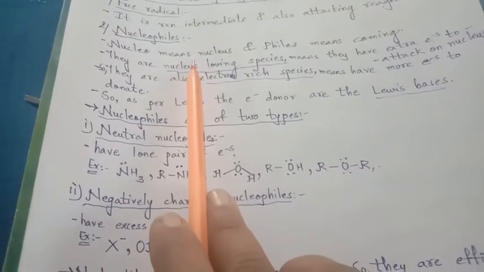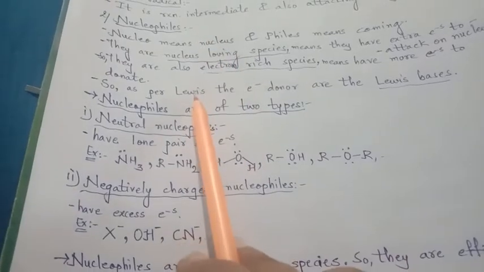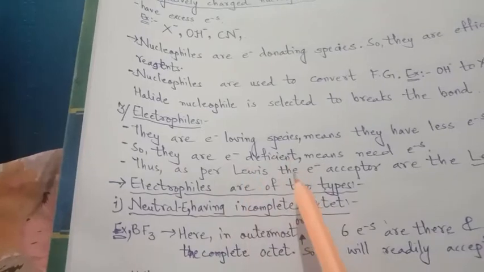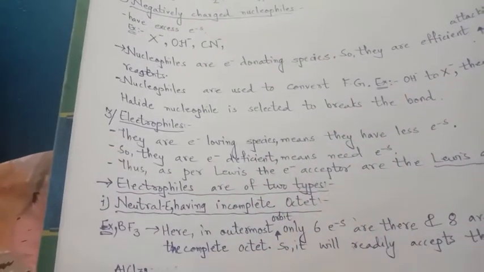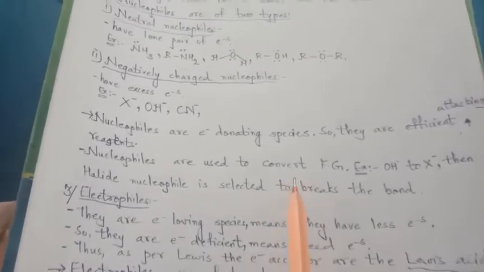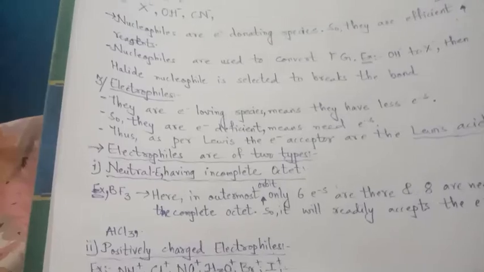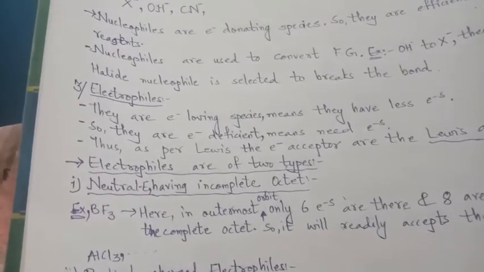Nucleus loving means they are coming to the nucleus. That means they are donating the electrons. And here, electron loving means they are gaining electrons. They are getting more and more electrons to complete their octet, so the reaction can proceed. We need to understand all these, because all organic reactions, one way or another, are based on these reagents, and we will need to have an idea of them during the reactions.